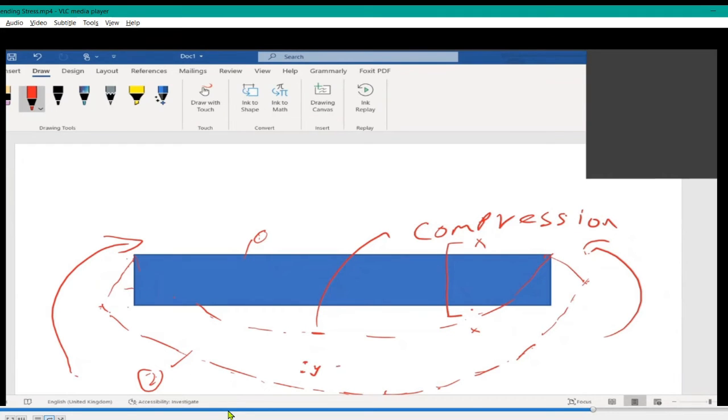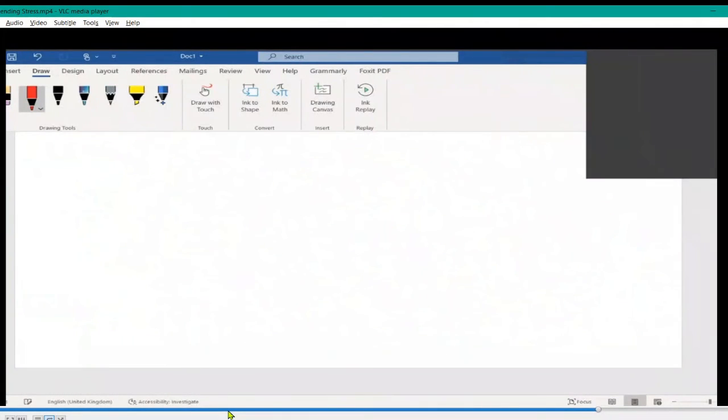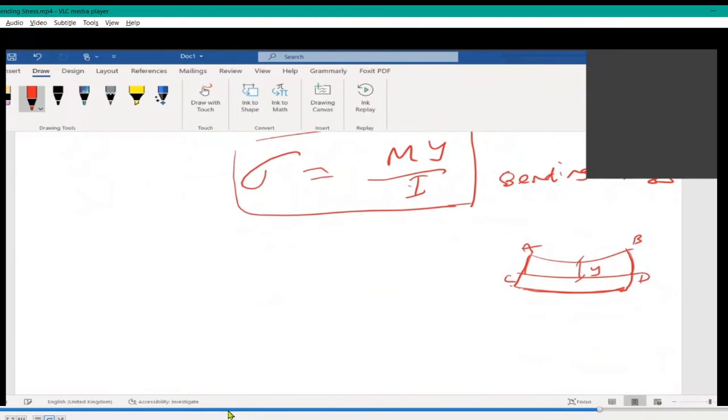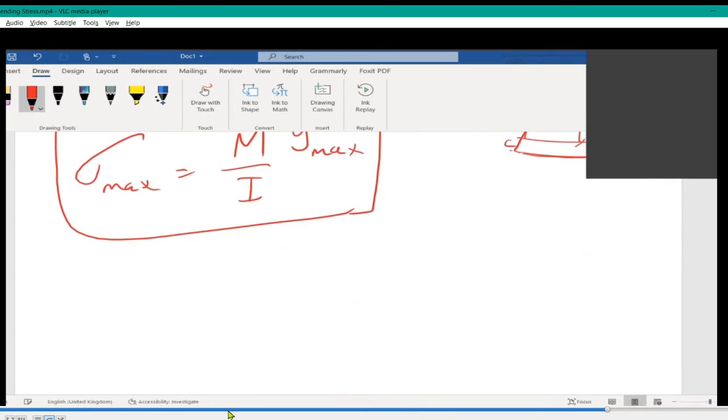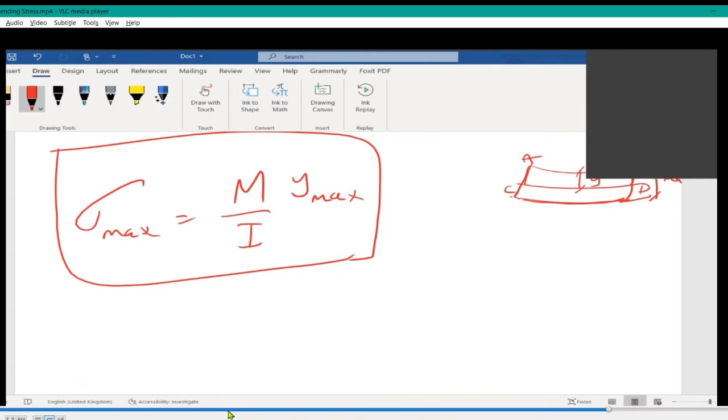If you reach until this one, it will be y max, okay? For finding y max, just substitute the value, replace y as y max. When you reach until this point, let it be y max. Then you will have the value of maximum stress is equal to M y max divided by I. So this is also ultimate stress that one can derive using this bending formula or flexural formula.